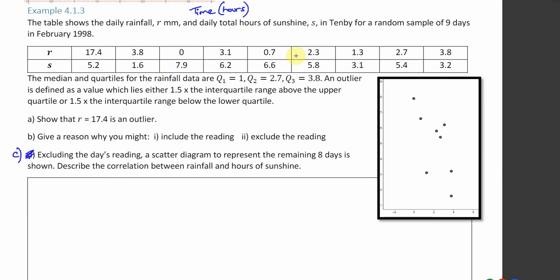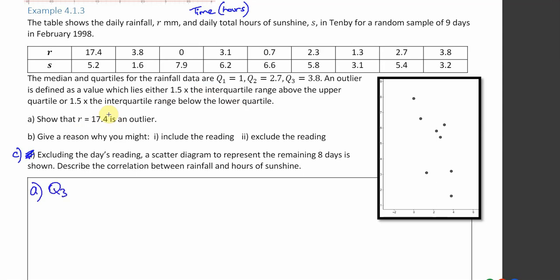So looking at the R values, it does seem to be unusually large compared to the rest. So we need to look at the upper end of the limits for outliers. We've been told an outlier is either something 1.5 interquartile ranges above the upper quartile or 1.5 interquartile ranges below the lower quartile. But it's not going to be below the lower quartile, so it must be the other end because it's an unusually large number. It's not an unusually small number.